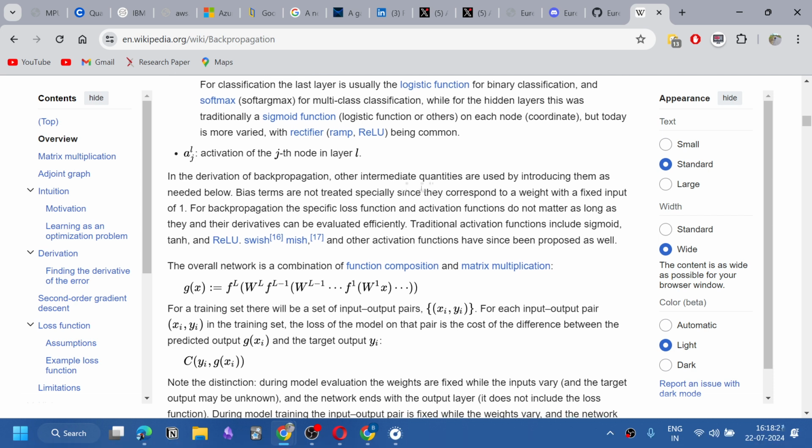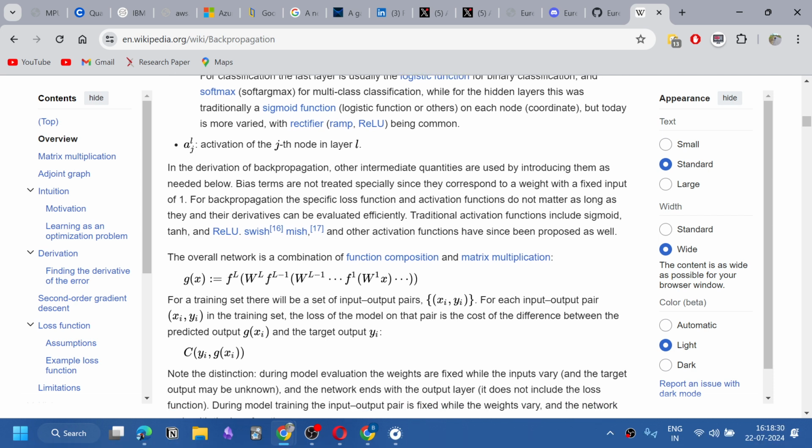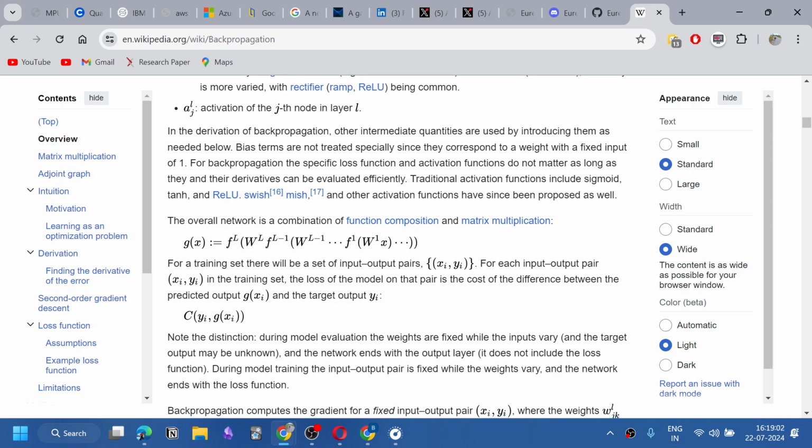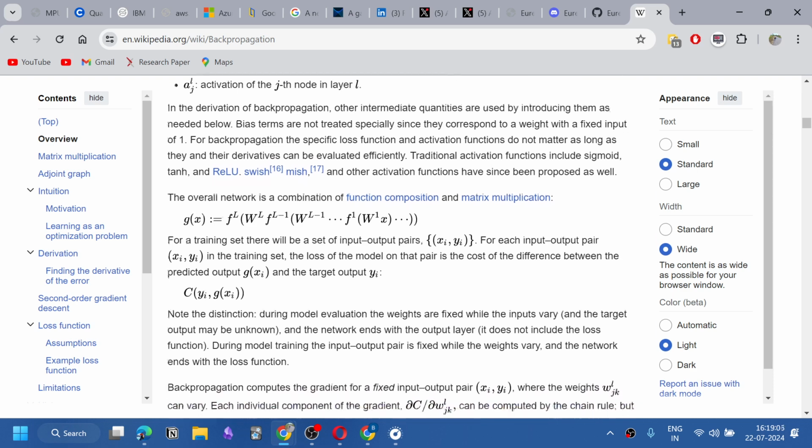Other intermediate quantities are used in backpropagation. The biases are not treated specially, since they correspond to a weight with a fixed input of one. For backpropagation, the specific loss function and activation function do not matter as long as their derivatives can be evaluated. Traditional activation functions include sigmoid and tanh, but other activation functions have since been proposed as well.